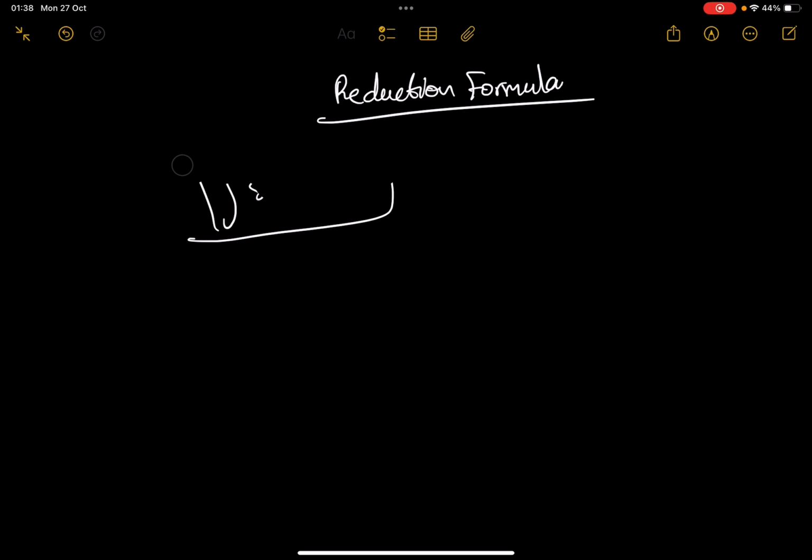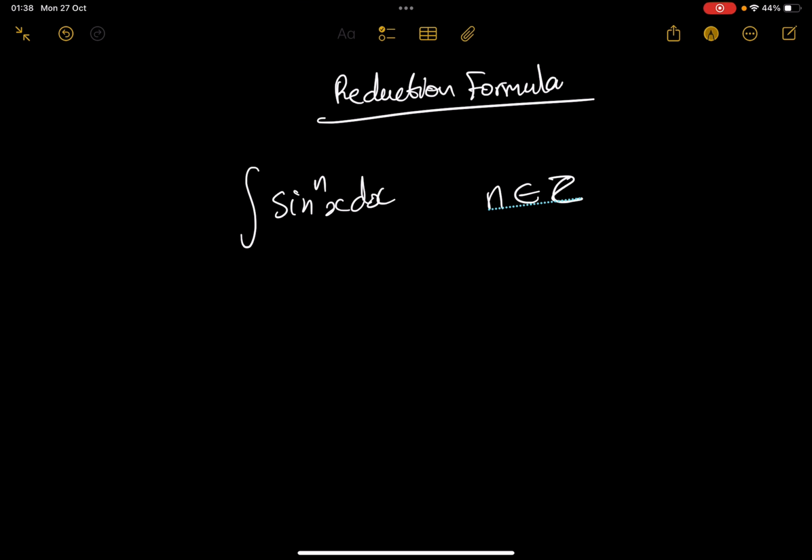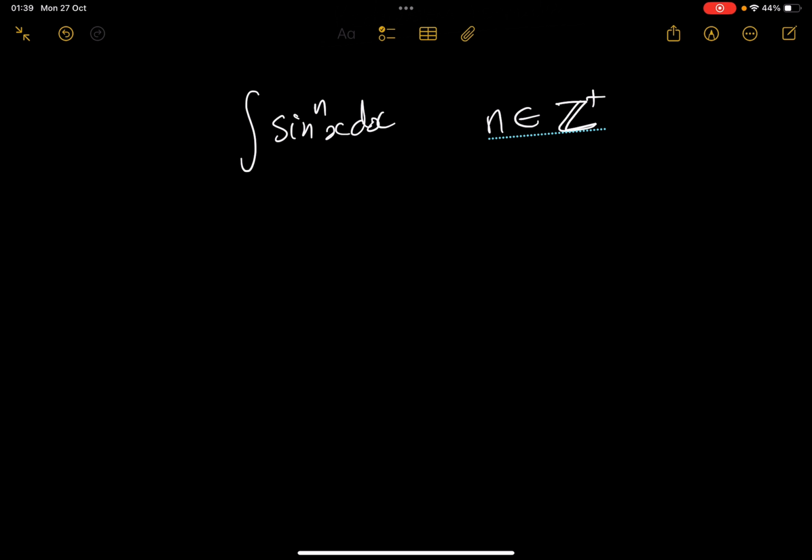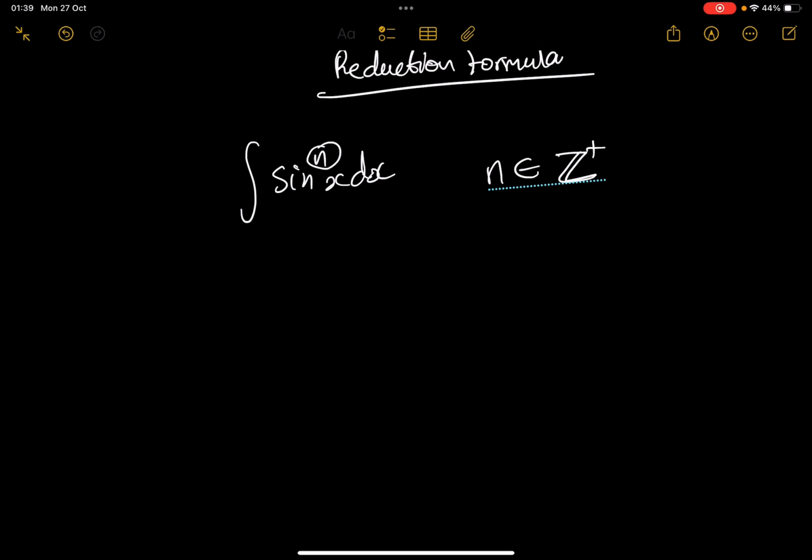But there is a formula that we can use to solve this directly. It's called the reduction formula, whereby we look at the integration. Let's say the integration of sine^n x dx, where n is a member of positive integers. So here we are saying whatever value of n that we have, we can devise a formula that we can use to evaluate this integral.